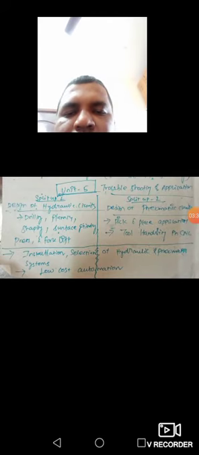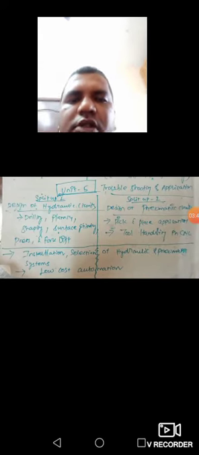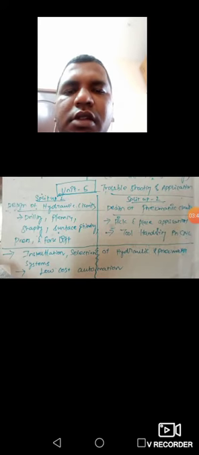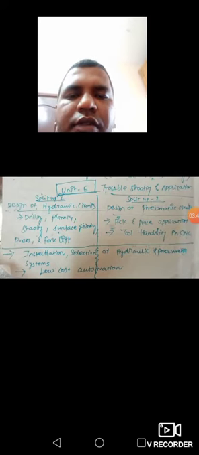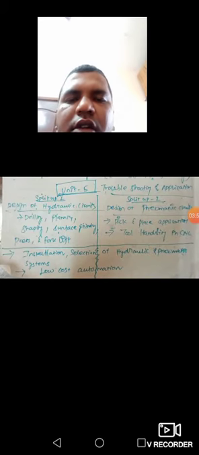After that, the second important topic of the fifth unit is installation and selection of hydraulic and pneumatic systems: what the installation procedure is, and selection of hydraulic and pneumatic systems. The third important topic is low cost automation. So these are the three important areas in the fifth unit. We must focus on these areas, and then definitely don't worry about this fifth unit.